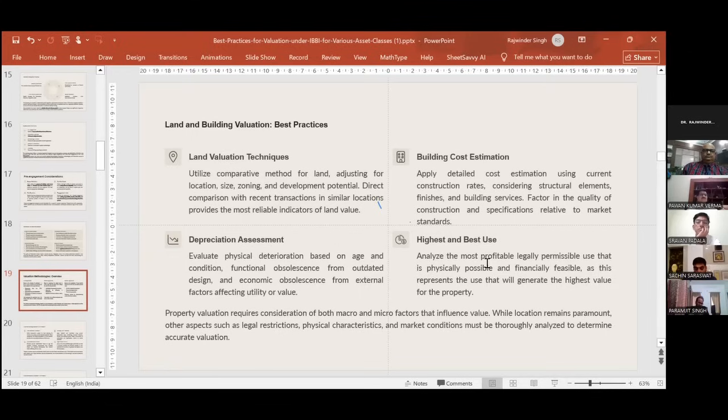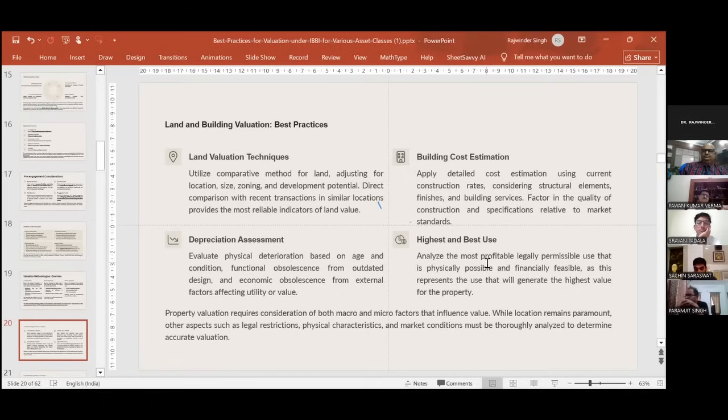So now we will discuss best practices for different asset classes. First, we will discuss the best practices for land and building valuation. So for land and building valuation, do you know there are two things involved in it? One is land, and the second part is building.